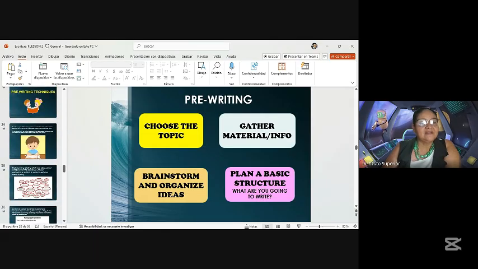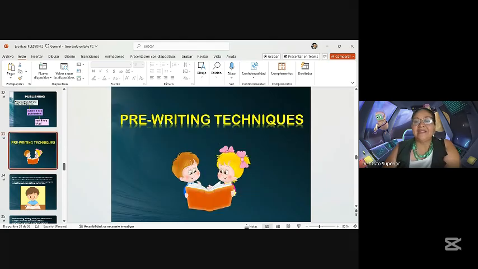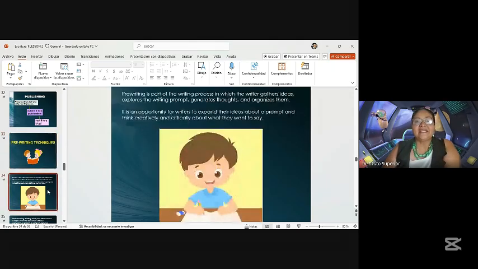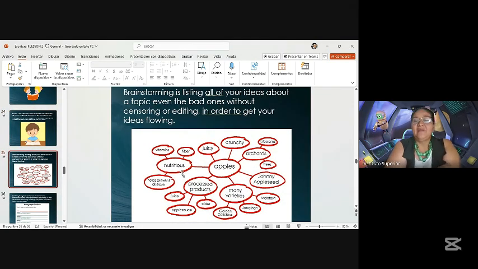In pre-writing, we are going to use some pre-writing techniques. For example, pre-writing is a process in which we are going to gather ideas, explore the writing prompt, generate thoughts, and organize. Okay? It is an opportunity to expand their ideas about a prompt and think creatively and critically about what they want. Well, we may brainstorm. What is a brainstorm? When we're going to write all the things that come to our mind, okay? All the ideas about that topic.